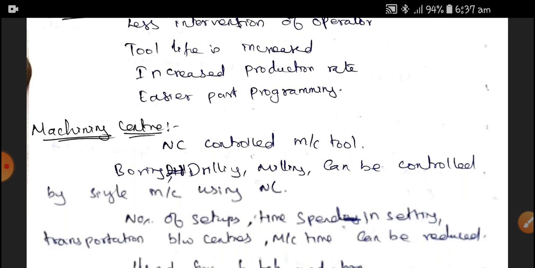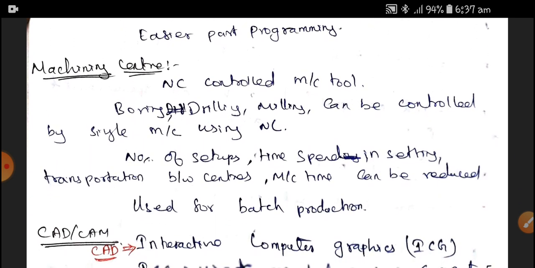Next is the machining center. A machining center is simply an NC controlled machine tool. Operations like boring, drilling and milling can be controlled on a single machine using NC. In a single milling machine itself, we can do drilling, boring and milling operations too. The number of setup times and the time spent in setting and transportation between centers and machine time can be reduced by means of a machining center. Therefore, a single machine can produce all the things.